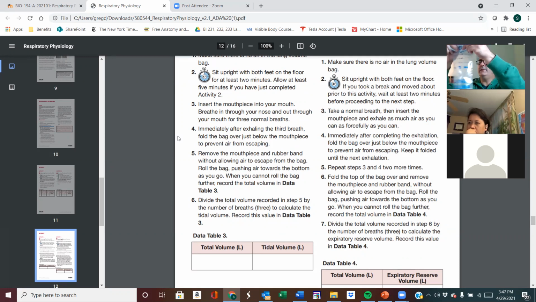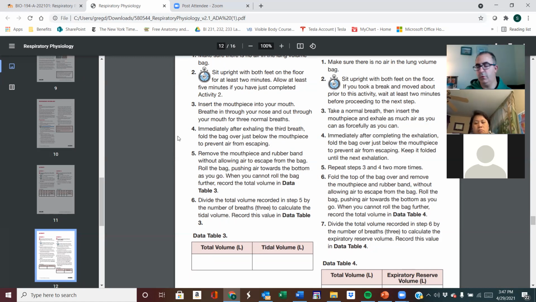And then what you want to do, so you get it down to, I got it down to about here, right? This bag is pretty full now. I can read that that's at 1.2. Now what I want to do though, my tidal volume is not 1.2. Remember, I breathed into this 3 times. So it's 1.2 divided by 3, right? It's 0.4. So that's your tidal volume.